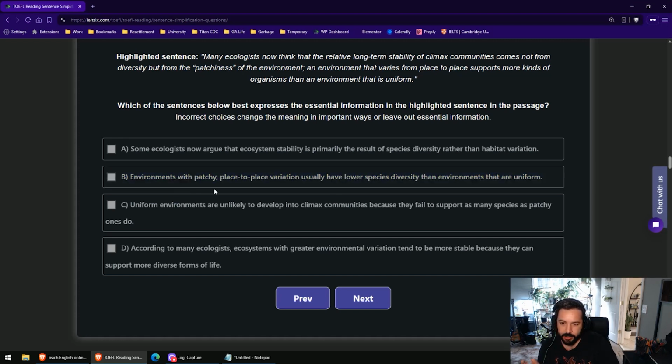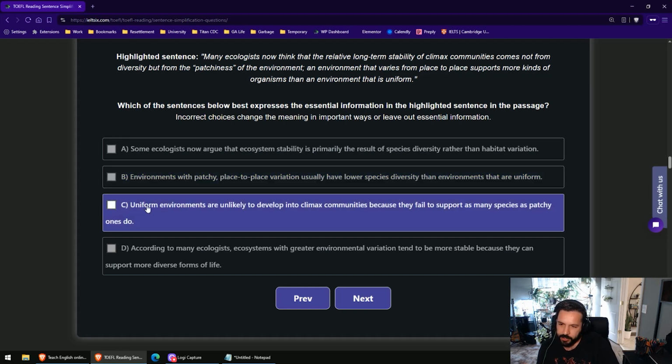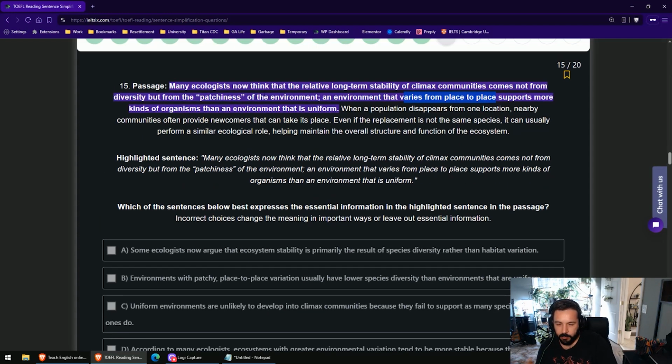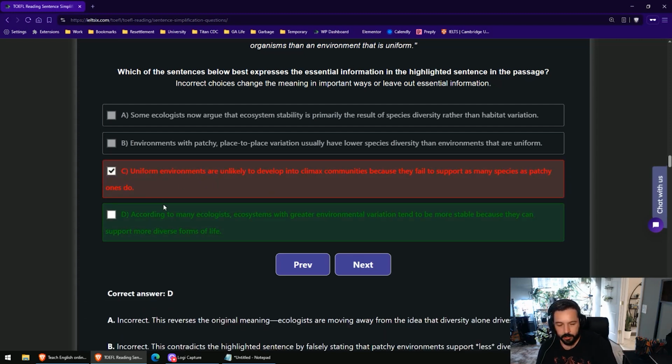Environments with patchy place-to-place variations usually have lower species diversity than environments that are uniform. That's false. No, actually, they have a higher level of diversity. Uniform environments are unlikely to develop into climax communities because they fail to support as many species as patchy ones do. We never said that one cannot be the other. What we said was, one of them has more types of animals and one has fewer. So this is not going to be the correct answer.